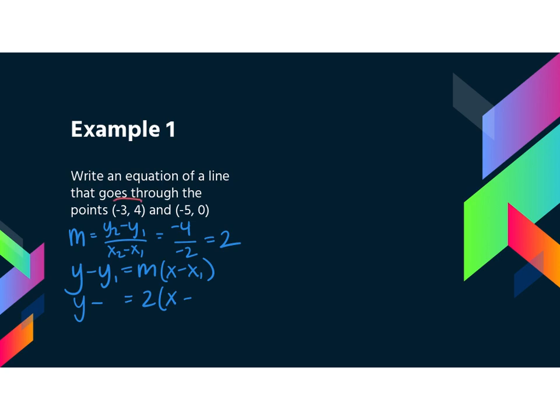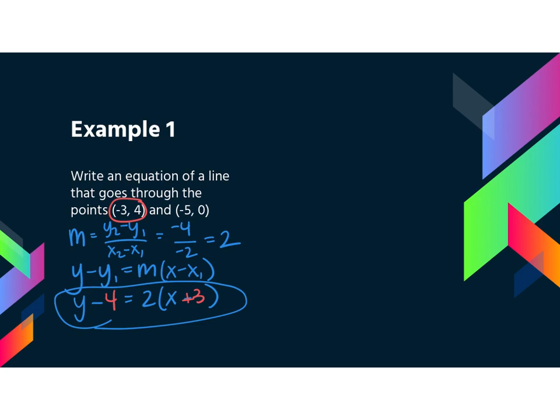And I'm going to choose to use this point. You could use either point, but I'm going to choose to use this one. So my y value is 4. My x value is negative 3, so this becomes plus 3. And here's our equation. This is in point-slope form.